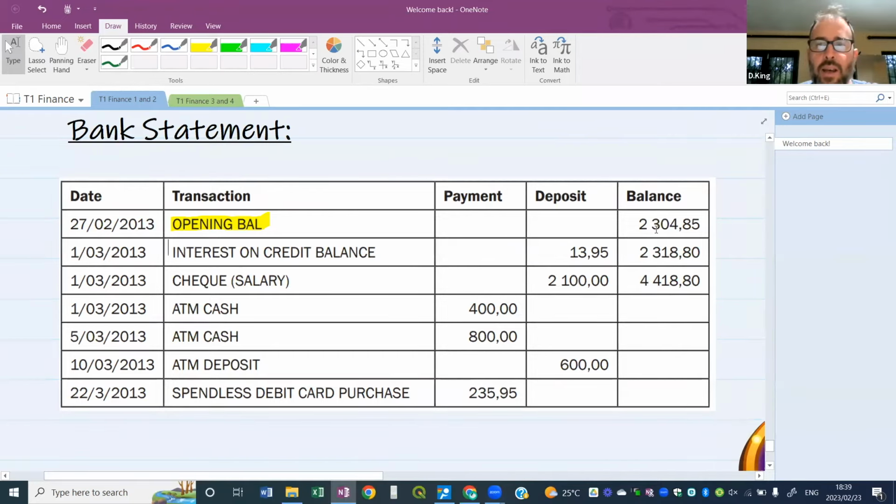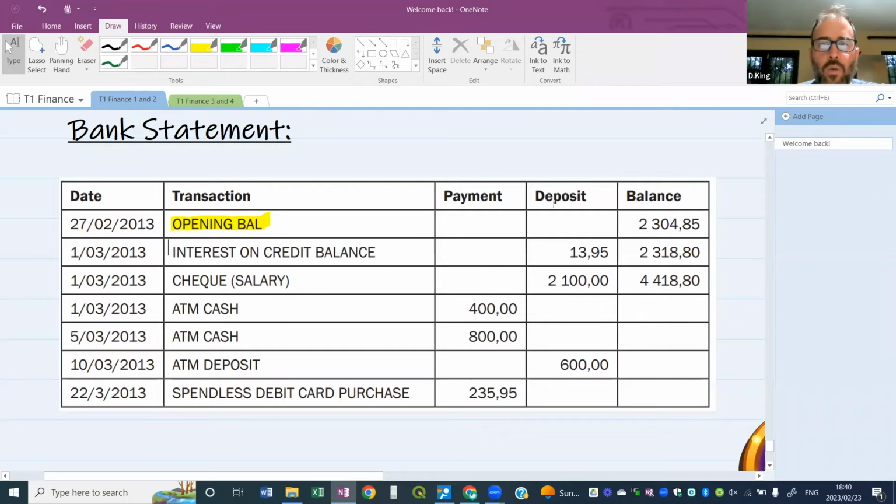And the opening balance here will be exactly what was at the bottom of the previous month's bank statement. So the previous month's bank statement would have ended, the final transaction, the closing balance would have been 2,204 Rand and 85 cents. So all they've done is they've taken the last line of the previous month's statements and they've brought it here into this month's statement. So that's what the opening balance is. And then there's going to be a whole lot of transactions that happen here. We've got payments and deposits. Now, some banks don't write payments and deposits.